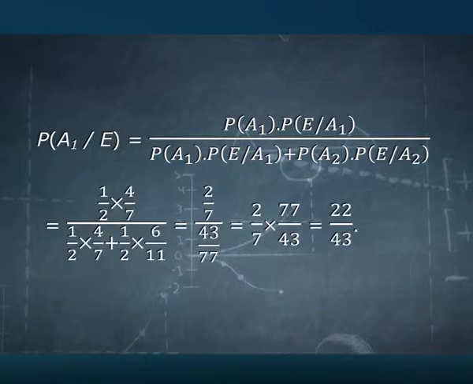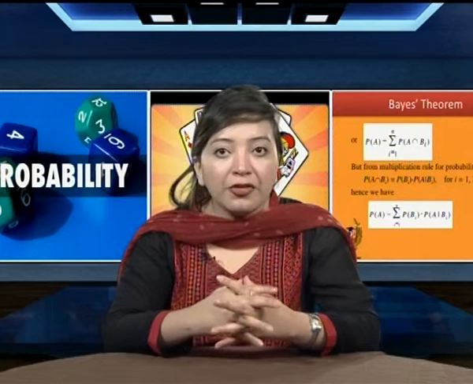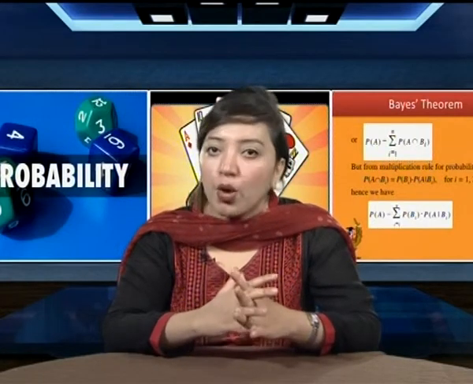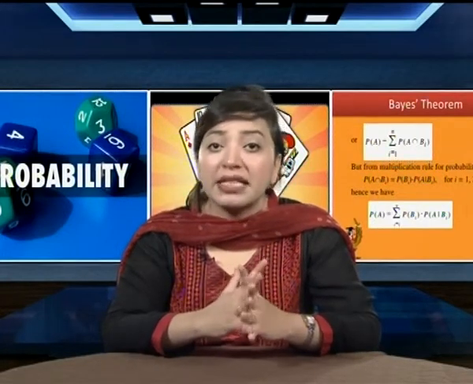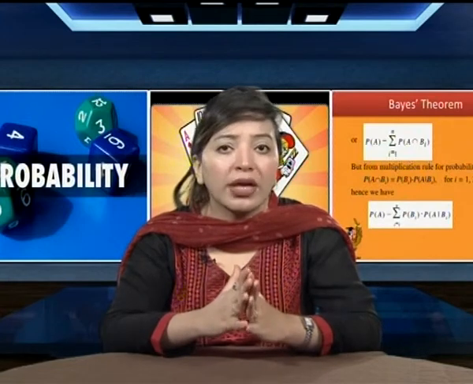So, that gives us 1 by 2 times 4 by 7, the whole thing divided by 1 by 2 times 4 by 7 plus 1 by 2 times 6 by 11. This is equal to 2 by 7, the whole thing divided by 43 by 77, which gives us 2 by 7 times 77 by 43, that is equal to 22 by 43. The above formula for finding probability of A1 given E is a special case of the theorem known as Bayes theorem.